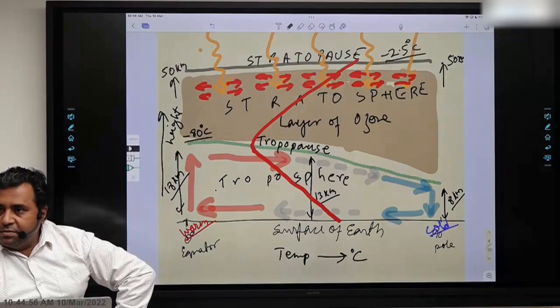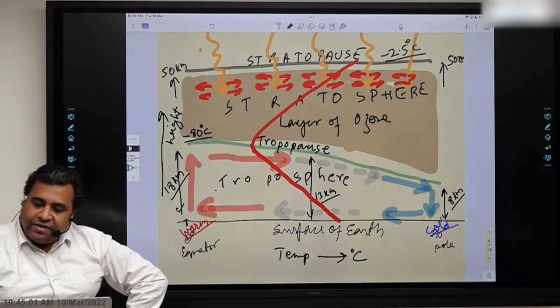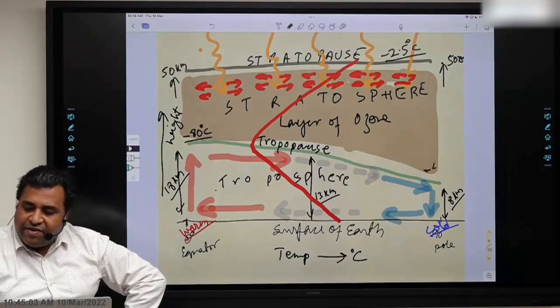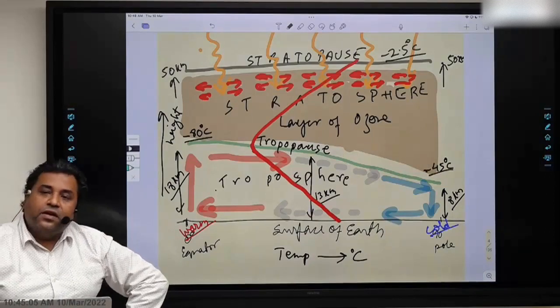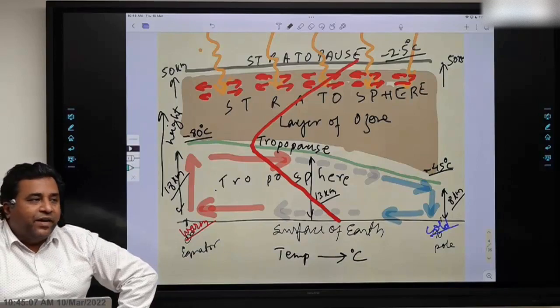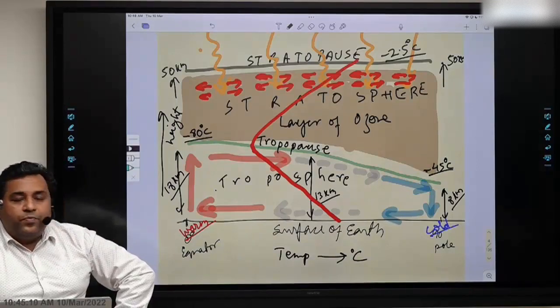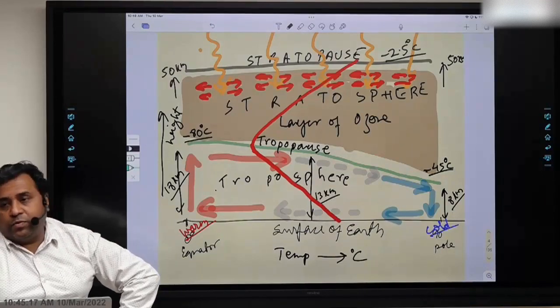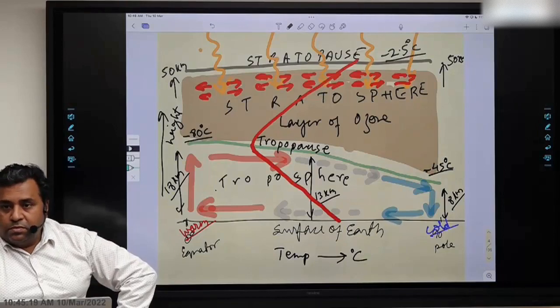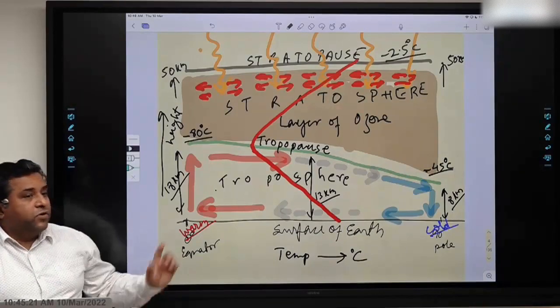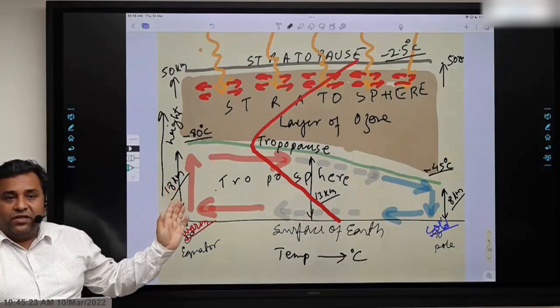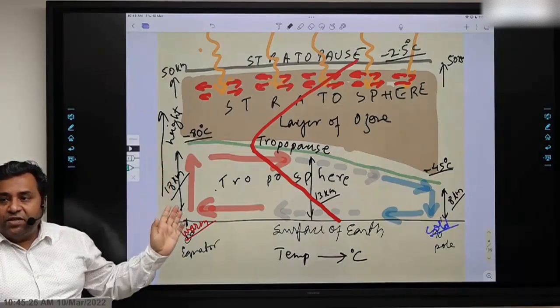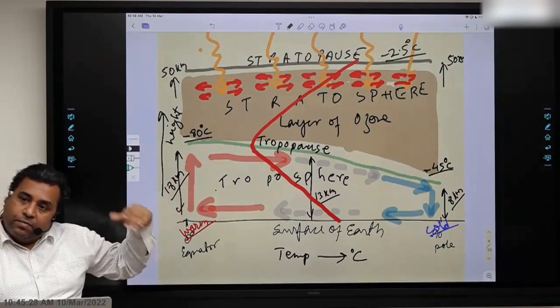Alright, that's correct. So at the equator it is minus 80, whereas at the pole it is minus 45 degrees Celsius. And minus 45 is warmer than minus 80. So the polar tropopause is warmer than the equatorial tropopause. Okay? Why? Because of height. Because this is 10 kilometers higher. So temperature will fall by that ratio.